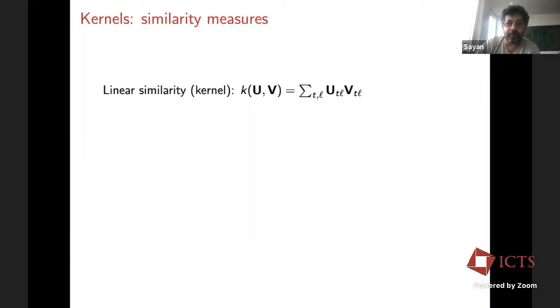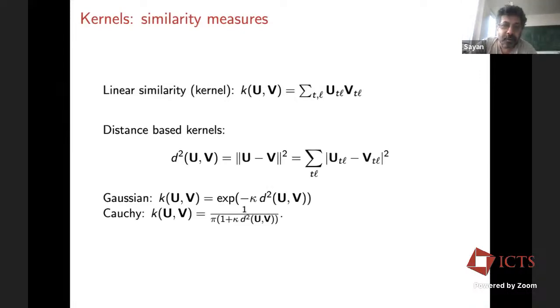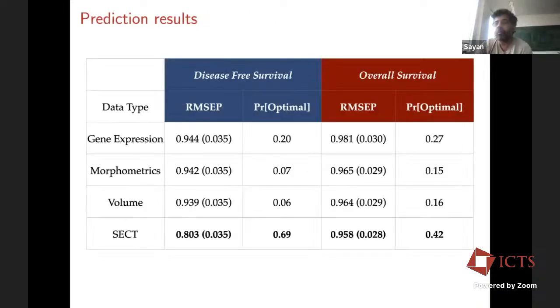So we looked at a few kernels. We looked at a linear kernel where you compare U and V. U is what you get from one shape, V is what you get from another shape, and you're basically comparing everything across the direction and how deep you're sweeping. And then we also looked at distance-based kernels. We looked at what's called the Gaussian kernel, and we also looked at something that's heavier-tailed, which is the Cauchy kernel. And so what we did was we did 80-20% splits for cross-validation.